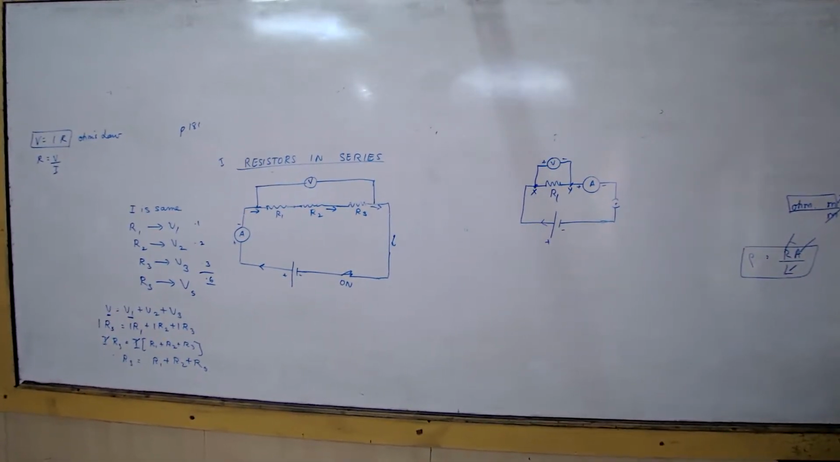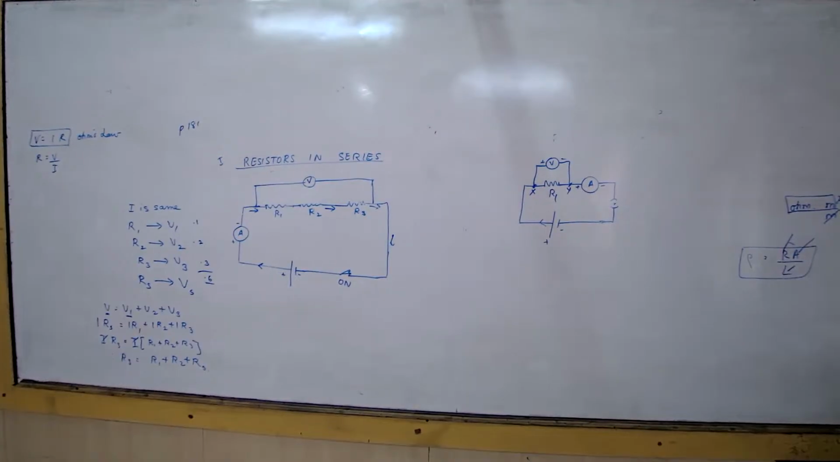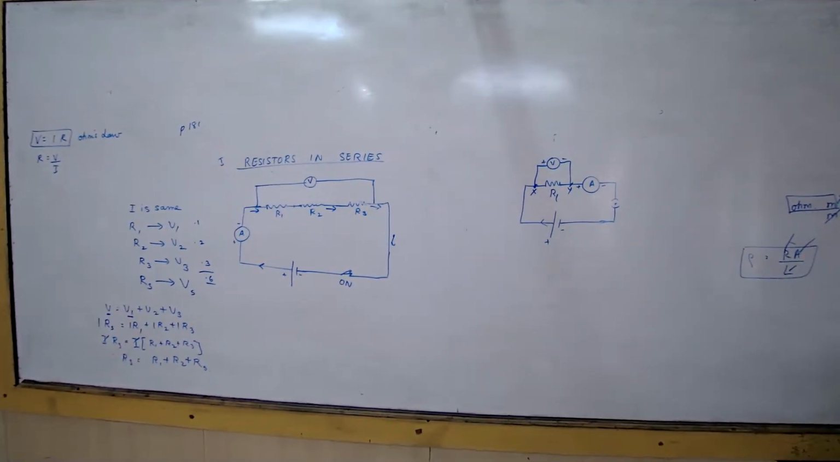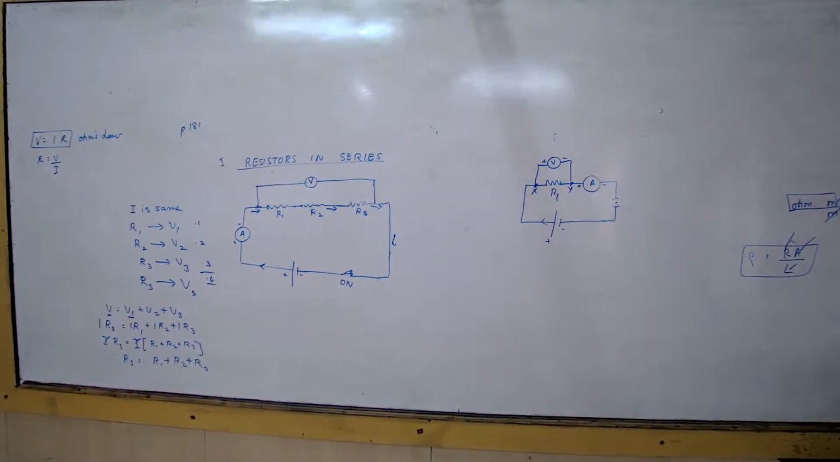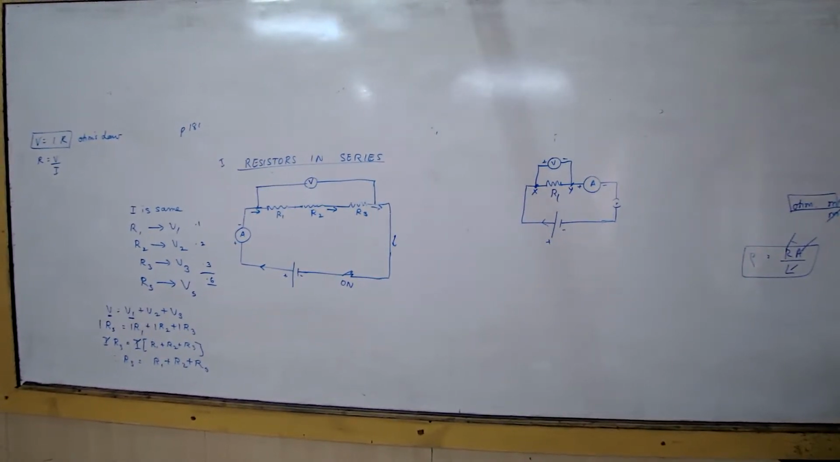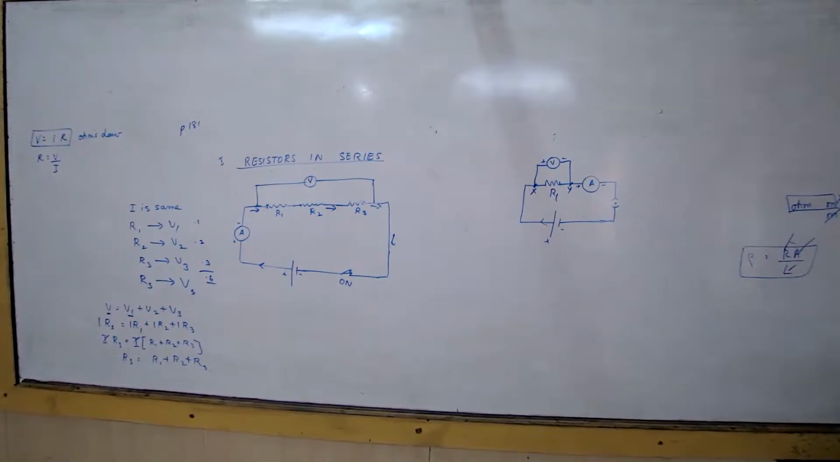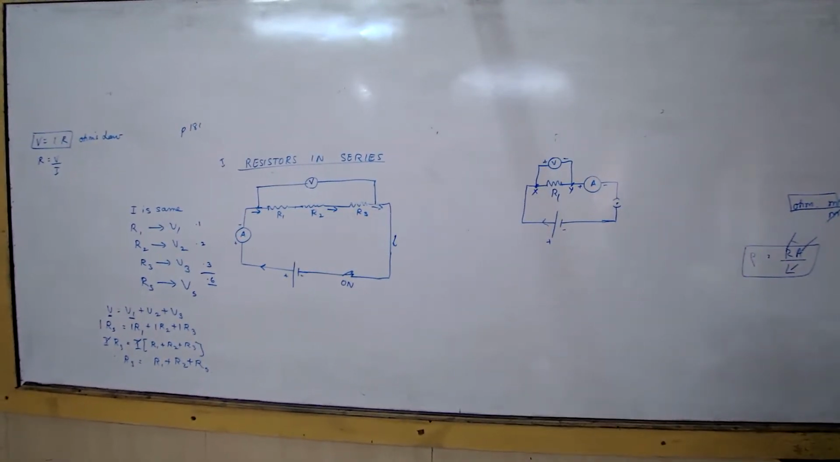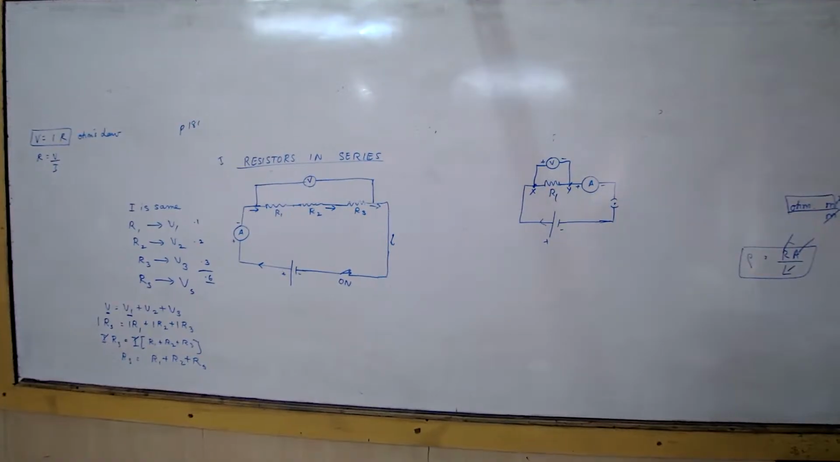The current through each resistor is also I. Resistors joined in series can be replaced by an equivalent single resistor of resistance R, such that the potential difference V across it and the current I through the circuit remain the same. Applying Ohm's law to the entire circuit, we have V equals I into R.